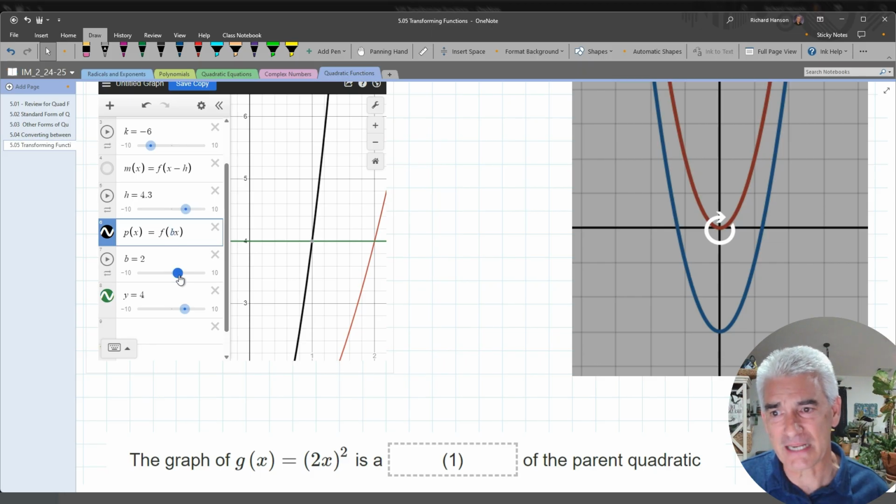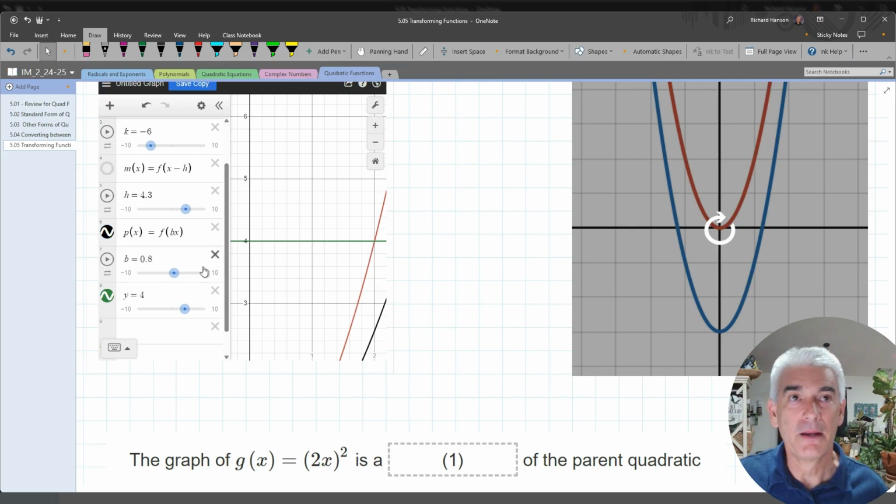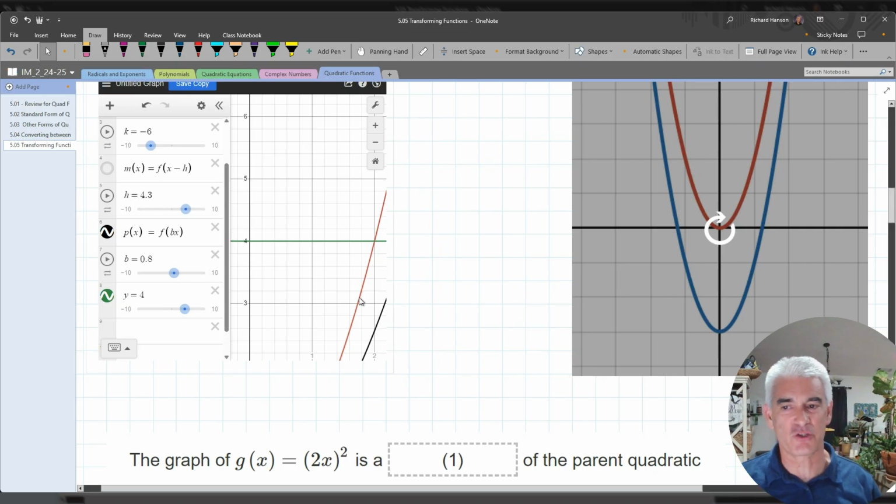Okay, and if it's a fraction, then my x values have to be bigger, because the first thing I'm going to do is multiply them by that fraction and then square them. So it forces my x values. It stretches it horizontally. Really kind of subtle and strange.